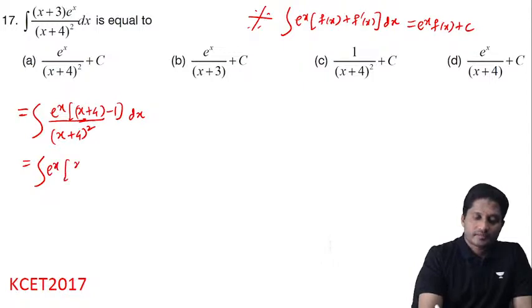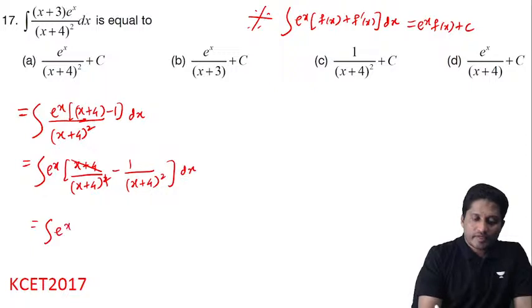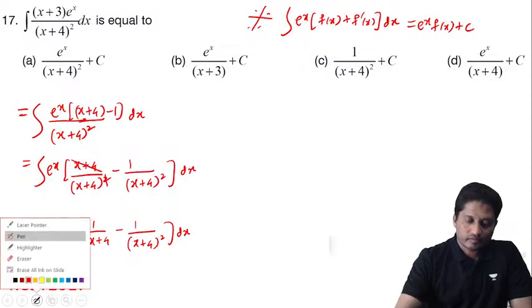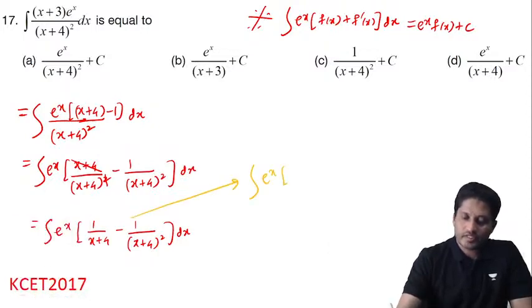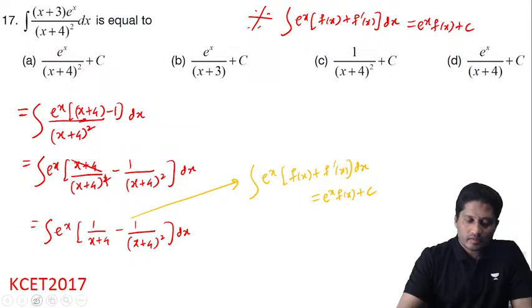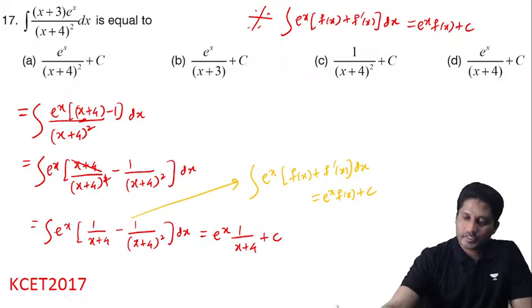e to the power of x into (x+4)/(x+4)^2 minus 1/(x+4)^2, then this is dx. x+4 will cancel with the square. e power x into [1/(x+4) minus 1/(x+4)^2], and then dx. Now this is of the form e power x into f of x plus f dash of x. The formula will be equal to e power x into f of x plus c. Now this is equal to e power x into f of x, that is, 1/(x+4), plus c. Answer is option D.